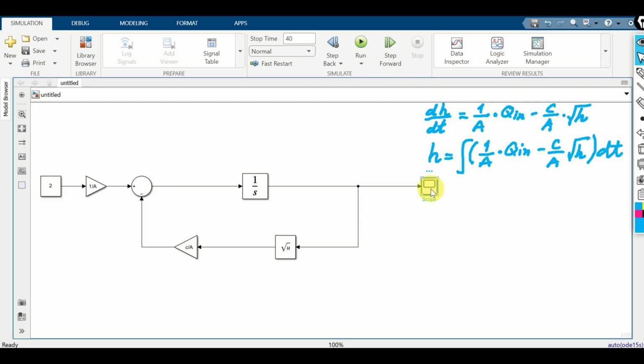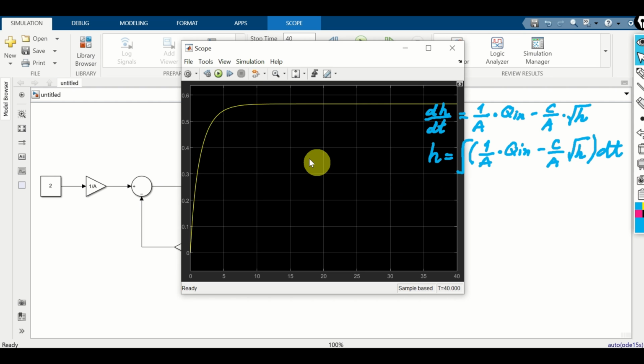Double-click over here to see the results, and here it is. We can see the output H, that is the fluid tank level. We can see how it nicely increases once we turn on the pump, and the pump delivers constant flow rate.